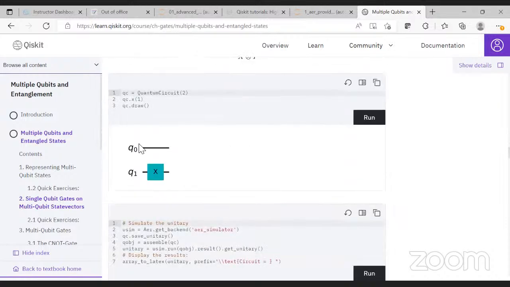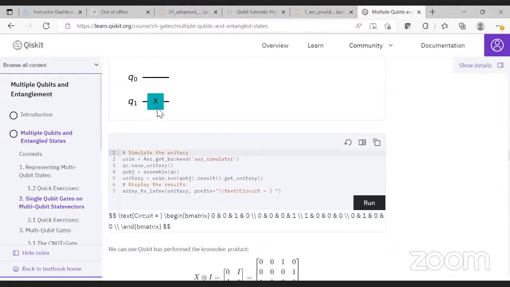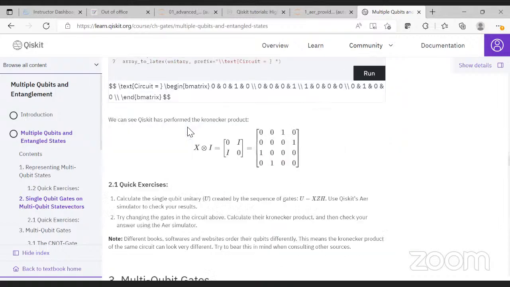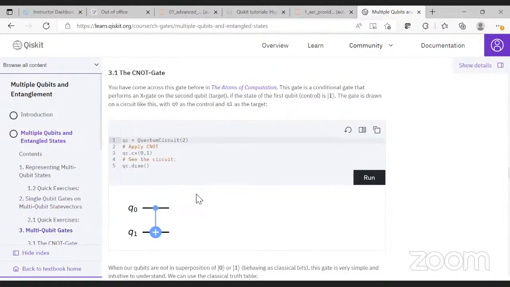Sometimes you may say you don't want to do anything to your qubit, which is the identity operation. That's what we do here. As we have not done anything to our first qubit, no gate was applied. It remains like this, and we have applied an X gate to the second qubit. So now this is the interesting case. This is what I actually wanted to present.